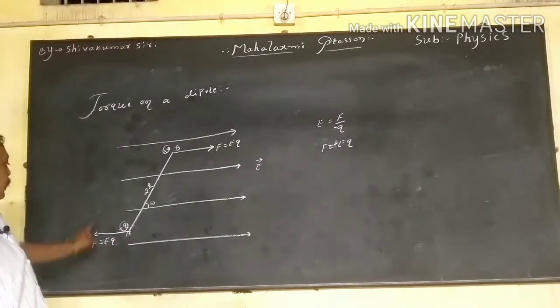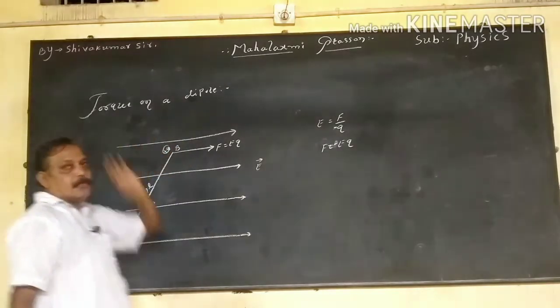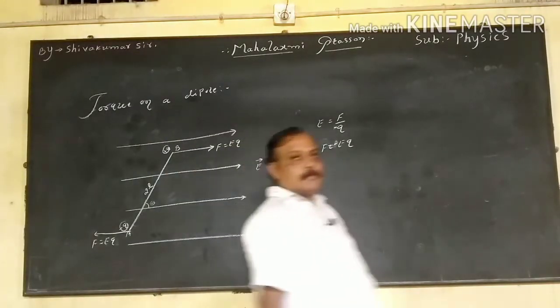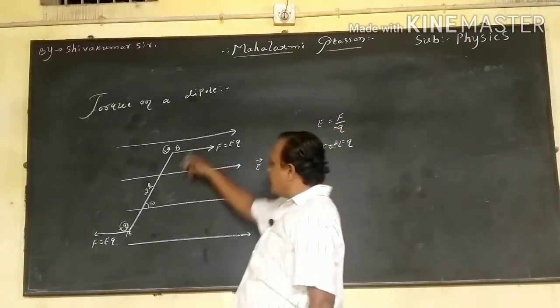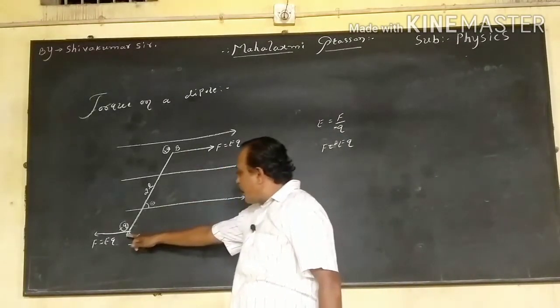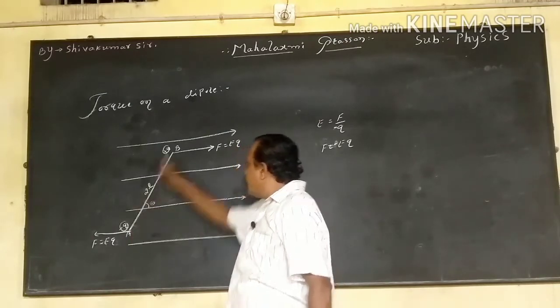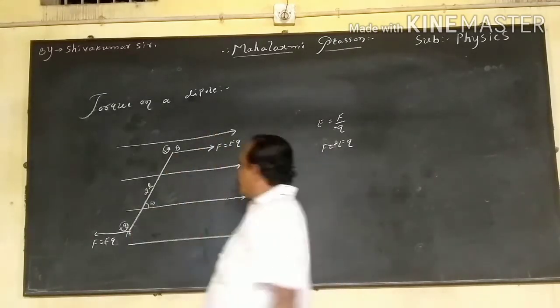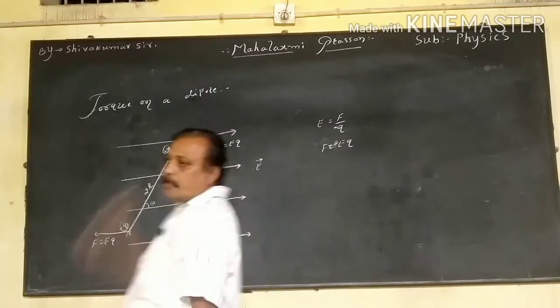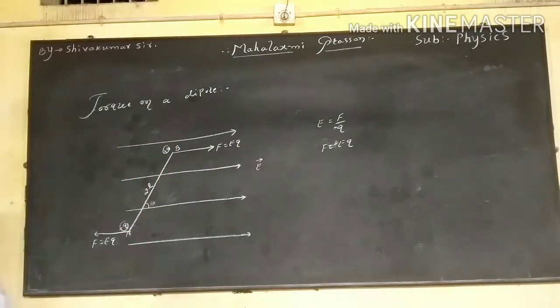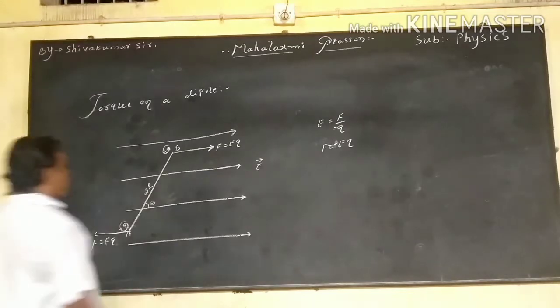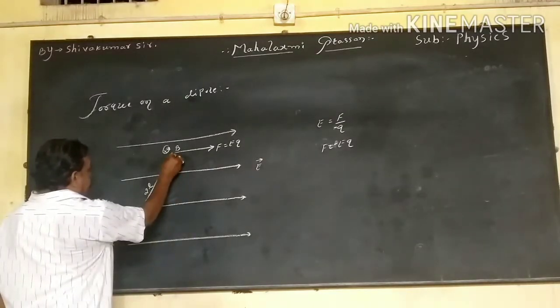Hence the resultant is 0. But for these two forces, what is the resultant force? That is nothing but 0. These two forces are equal in magnitude but opposite in direction, but they are acting at different points. Hence there is a constitution of what? Torque.